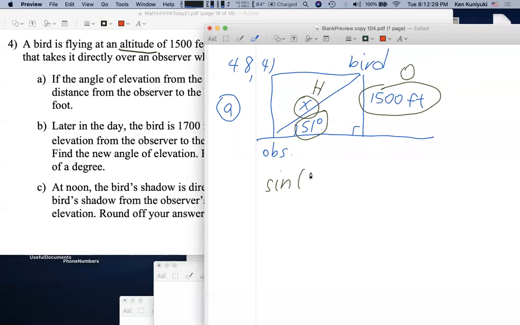I'm thinking sine. So sine of 51 degrees is, opposite is 1,500 feet, although you don't have to put the unit till the end. In physics and chemistry, they tend to carry the units, over x. Here's another reason why it's hard. It's easier if the x is on top. Here, the x is on bottom. That's okay. Multiply both sides by x, and divide both sides by the sine guy.